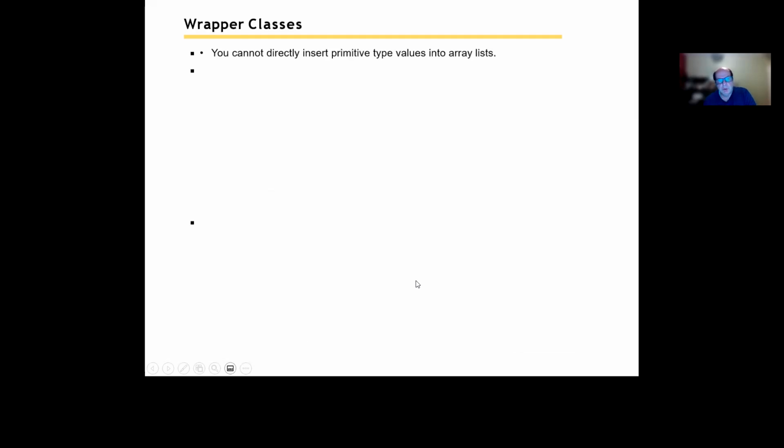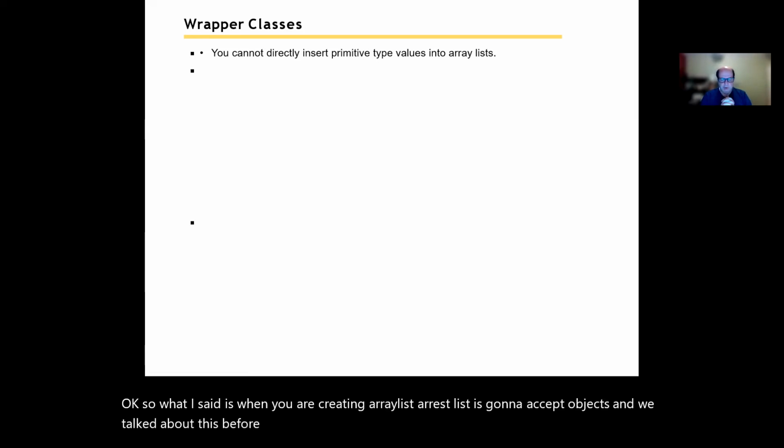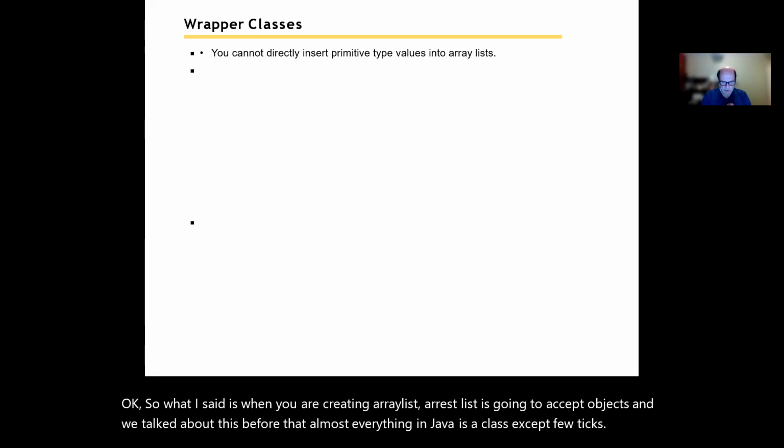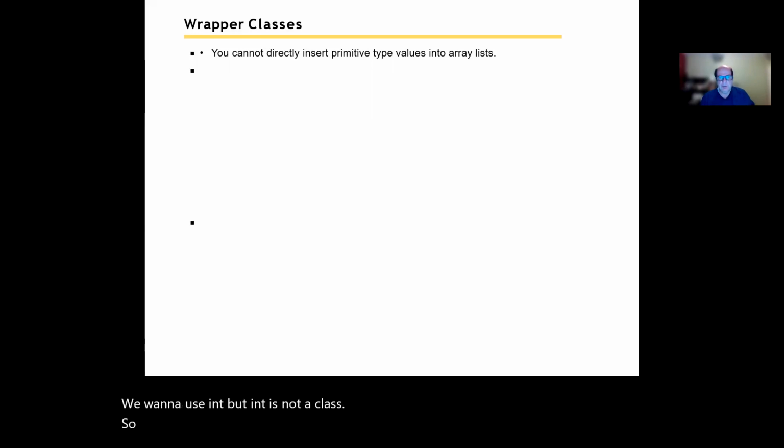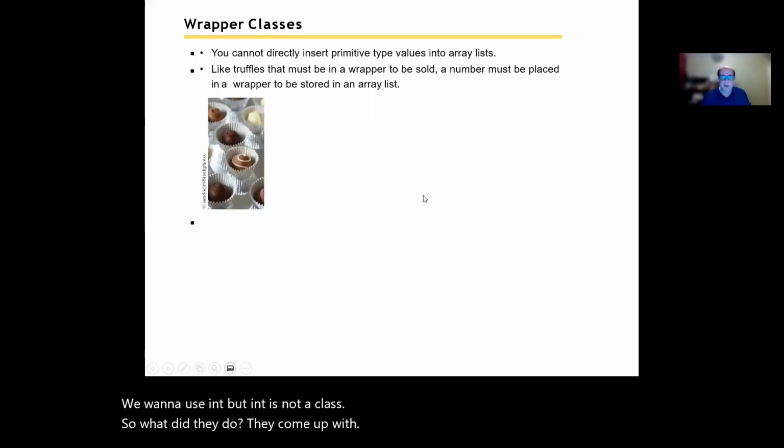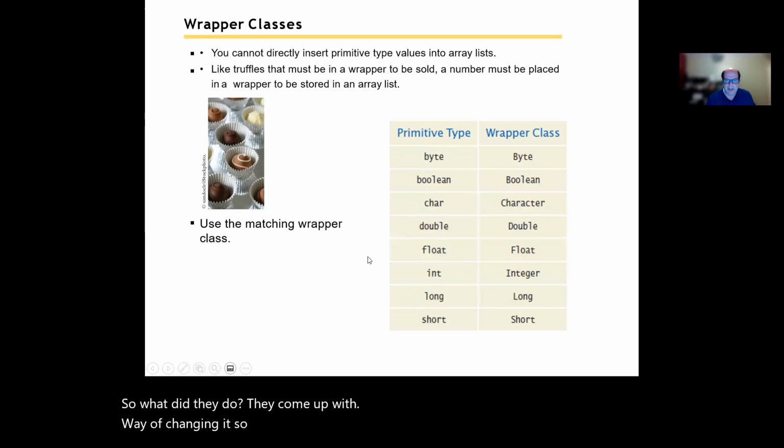Okay, so what I said is when you are creating an array list, it is going to accept objects. And we talked about this before, that almost everything in Java is a class except a few things: primitive data types, int, double, and so on. So now we have an array list. We want to use int, but int is not a class. So what did they do? They came up with a way of changing it. They call it the wrapper class.